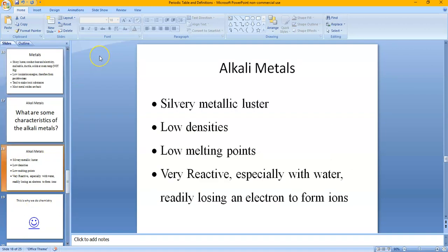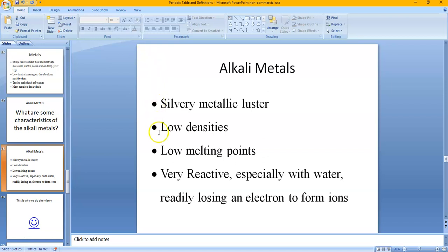Alkali metals have the same properties as regular metals, but because they are on the far left side of the periodic table, and they only have one valence electron that's so easy to rip off, they are very, very, very reactive. In fact, when you react them with water, they react very quickly. Okay?